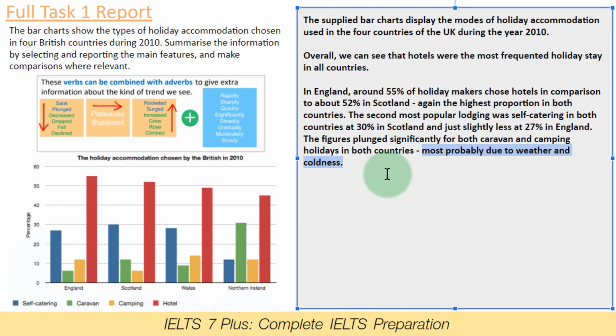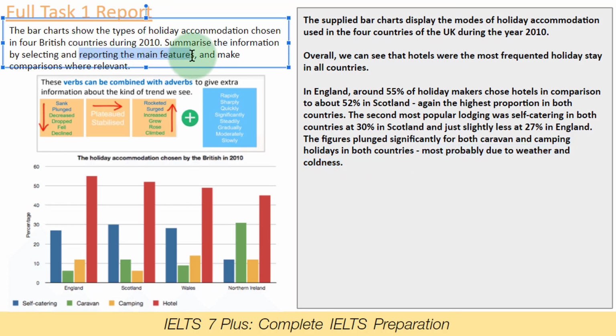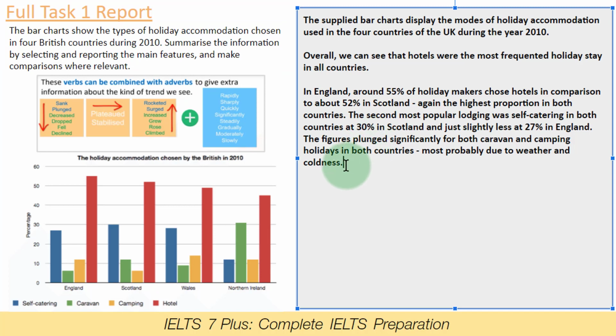I do see this happening at times, and I just want to go back to the question here. Summarize the information, so report the main features and make comparisons where relevant. At no point does it ask you to guess reasons for the data you can see. All you need to do is to report the data. So there's no need for me to give a reason on why I think the data has happened. I'm just guessing, so do not include anything like that.